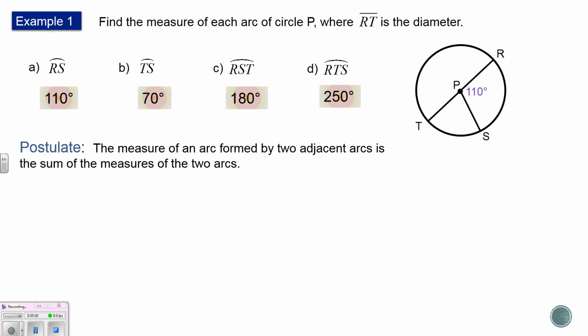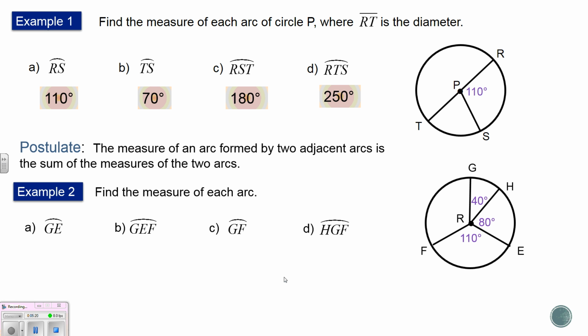Okay, next. Postulate: the measure of an arc formed by two adjacent arcs is the sum of the measures of the two arcs. So really this is just saying that we can add arcs together. Like this arc is 110 and this arc is 70. I add them together, I get this big arc is 180. That's all that means. Okay, so try to figure out the measure of these arcs.